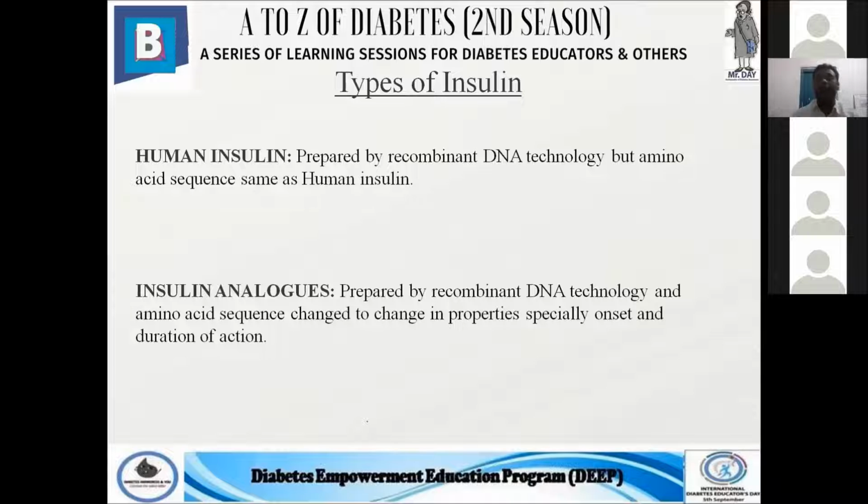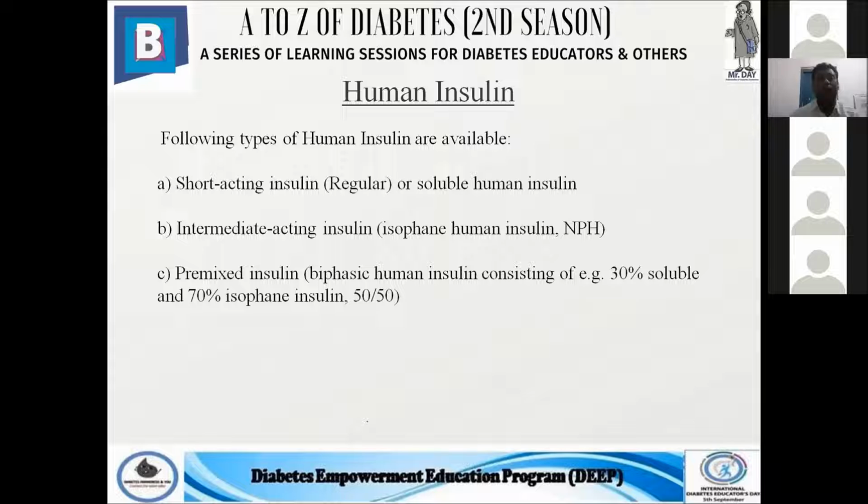So, types of insulin: we can have human insulin prepared by recombinant DNA technology, with amino acid sequence the same as human insulin. Insulin analogues are prepared by recombinant DNA technology, with amino acid sequence changes that alter properties, especially onset and duration of action. There are other types of insulin also, depending on the source, like bovine insulin or porcine insulin. These are no more in use, at least in India. So I will be dealing only with the human and analog insulin.